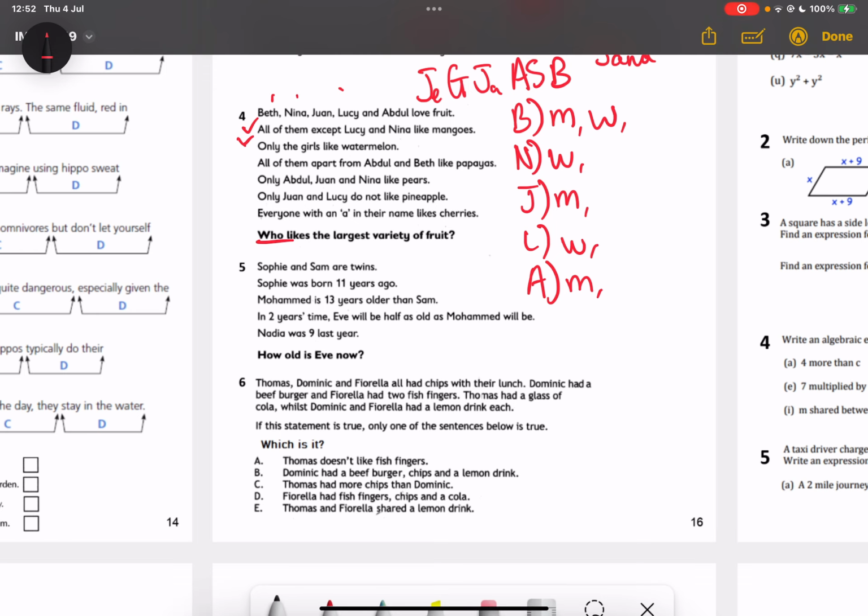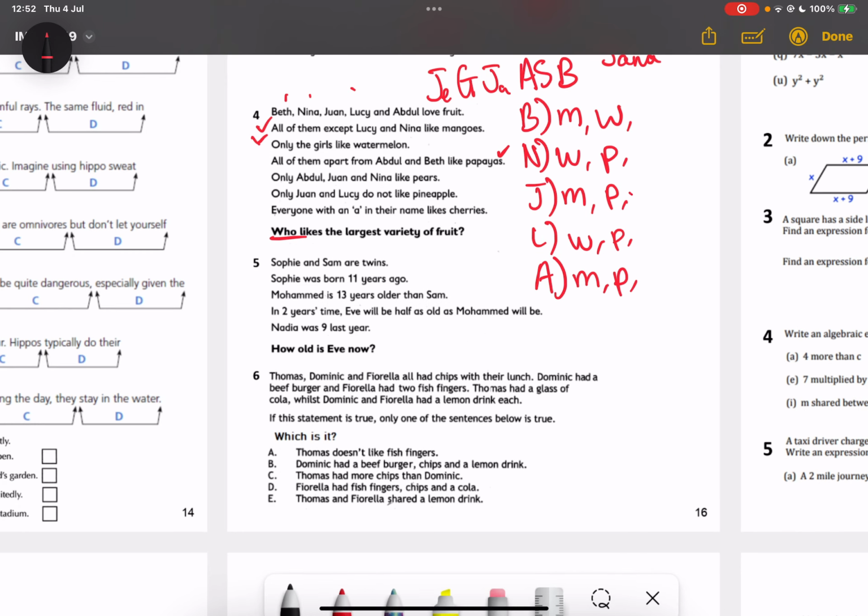So papayas is everyone except Abdul and Beth. So Beth, no. Nina, yes. Juan, yes. Lucy, yes. Abdul, no, because it's everyone except for Abdul and Beth, so we can tick that off. And then only Abdul, Juan, and Nina like pears. So Abdul, Juan, and Nina. Obviously, in the exam, you're aiming to do this very quickly.